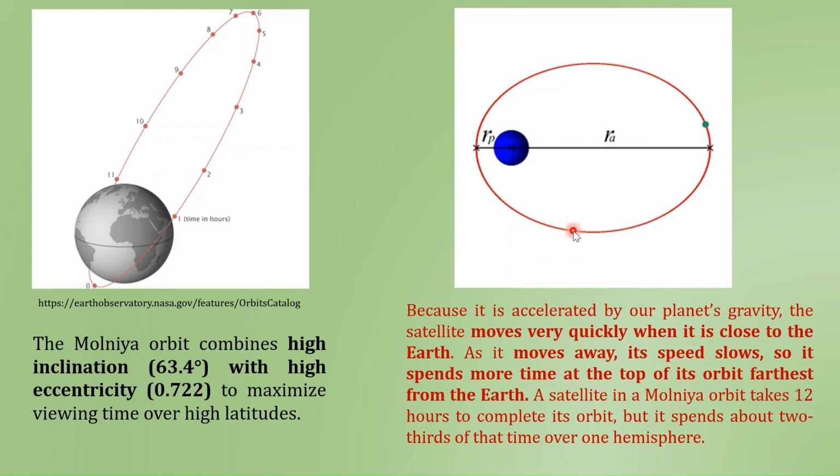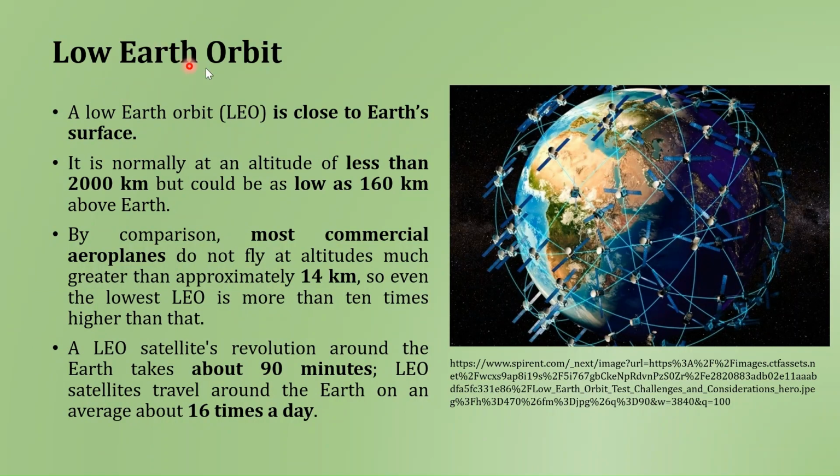So because of this variation in speed, it will stay in view for the majority of the time and it will give persistent coverage for a particular area. So this is the alternative to the geostationary orbit for the higher latitudes. And the last is low Earth orbit.